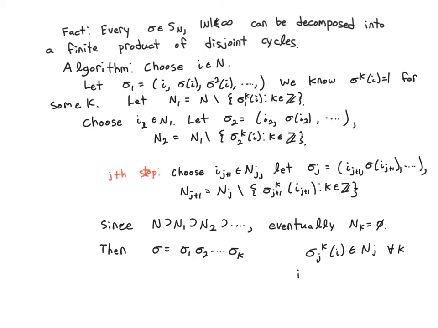Because if sigma_j to the k of i_j were not, it still has to be an element of N, then you would have sigma_j to the k of i_j has to be on one of your earlier cycles. Here, let me give myself some space. You'd have sigma_j to the k of i_j is an element of an earlier cycle.